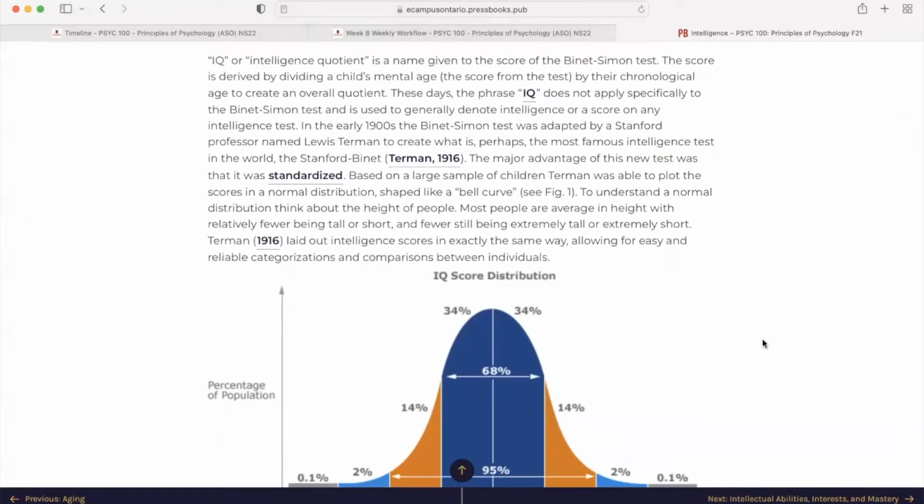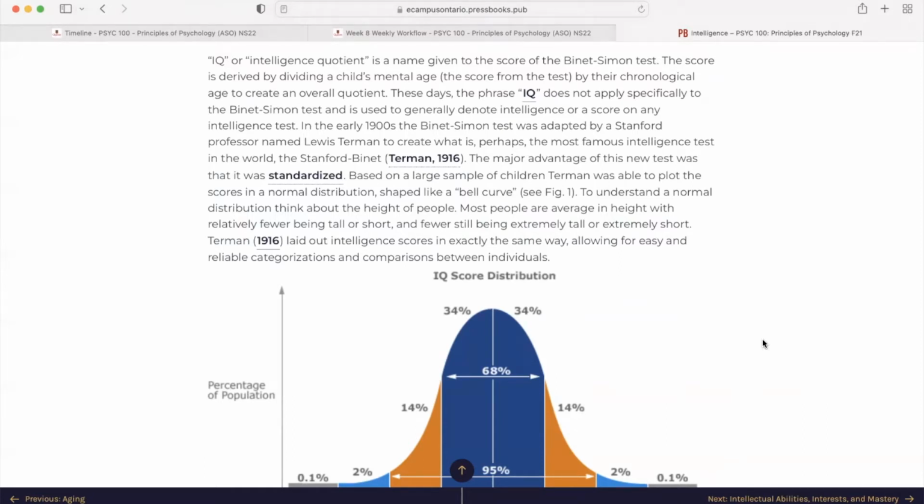IQ, or intelligence quotient, is a name given to the score of the Binet-Simon test. The score is derived by dividing a child's mental age, the score from the test, by their chronological age to create an overall quotient. These days, the phrase IQ does not apply specifically to the Binet-Simon test and is used to generally denote intelligence or a score on any intelligence test.